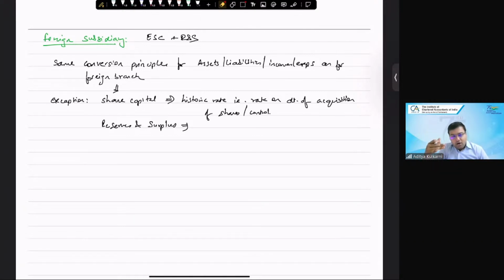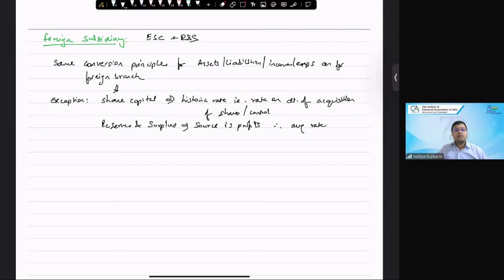So when I talk about reserves building up year after year, what is the source of these reserves? Profits of the company. So source is profits. Therefore, which rate should I use? Average rate. Are you able to understand? Yes. Hemant is right. Shabbir? Yes, sir.